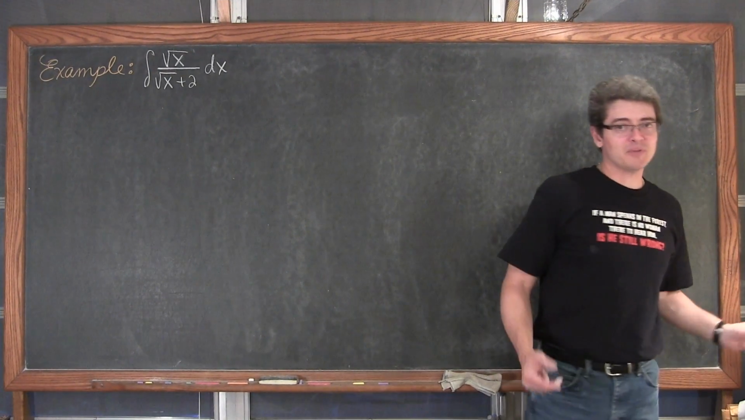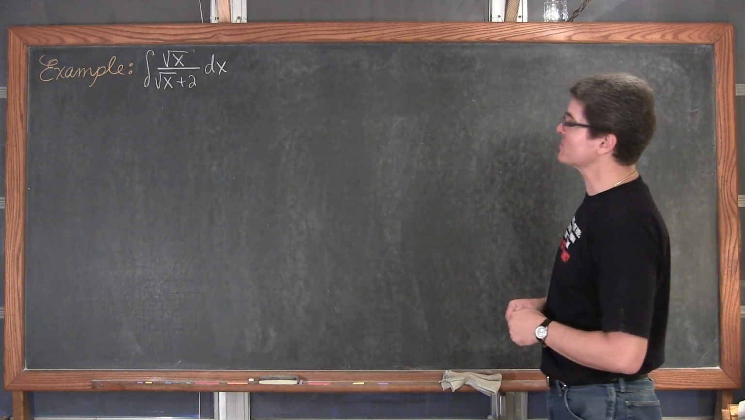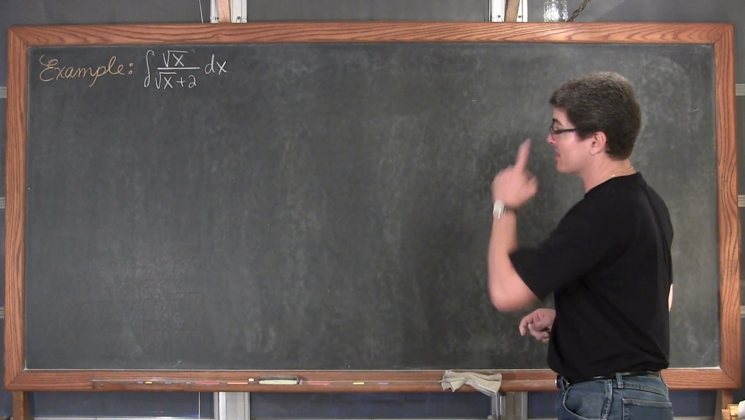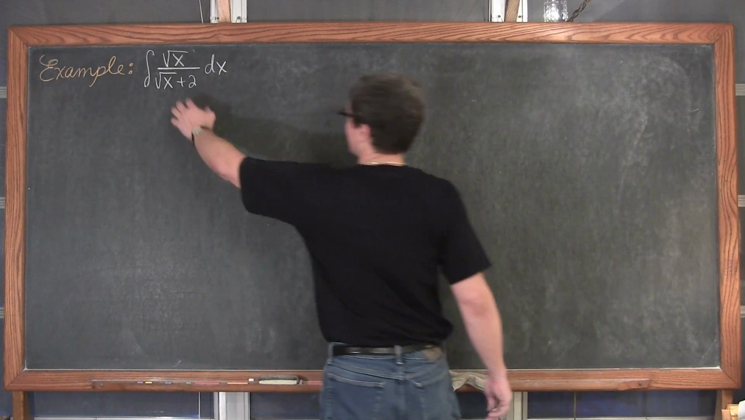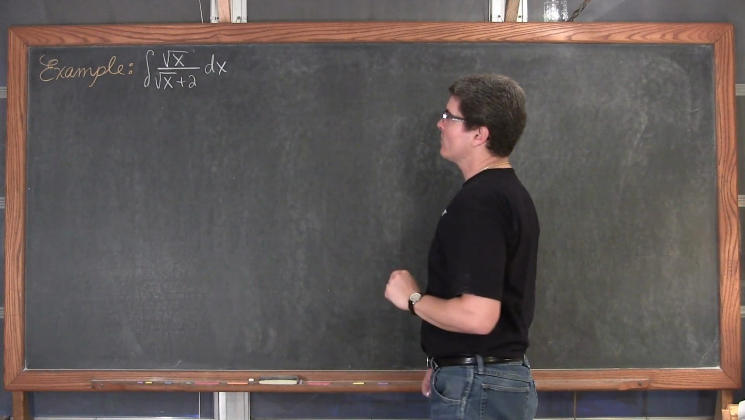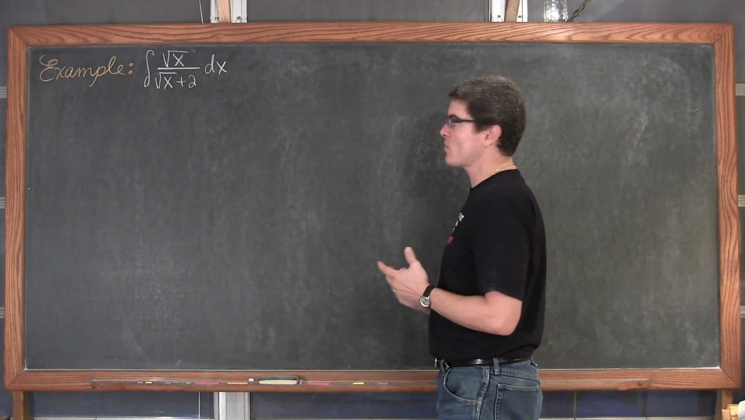Now, to get a little more complicated, indefinite integral of the square root of x over the square root of x plus 2 dx. Okay, well again, we're just looking for that u substitution, so I'm going to again let that be the denominator, and we're going to have it be the entire square root of x plus 2.